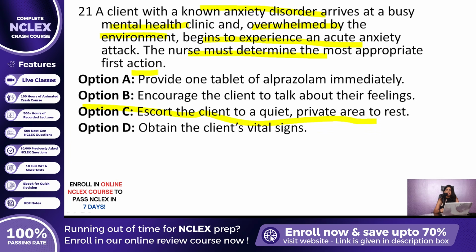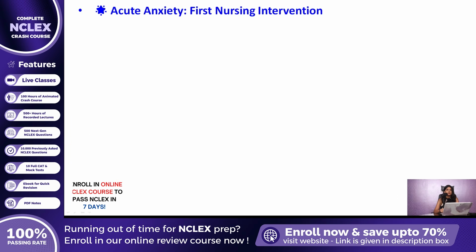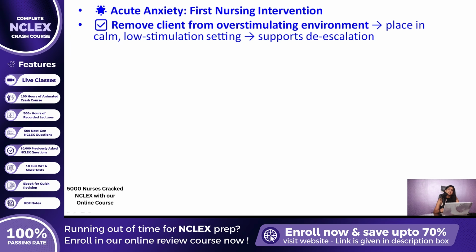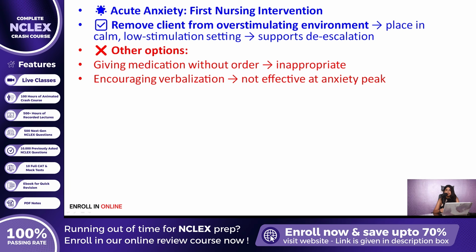Here is why. Removing the client from the overstimulating environment and placing them in a calm, low-stimulation setting is the most effective immediate intervention to help reduce anxiety and support de-escalation. Giving medication without an order, as in Option A, is inappropriate and does not address the environmental trigger.